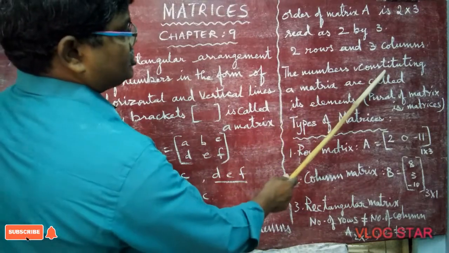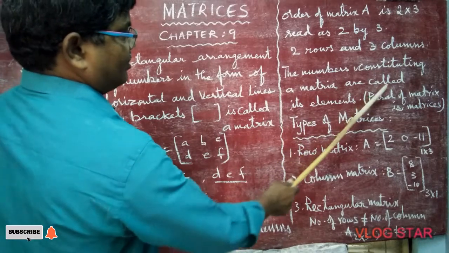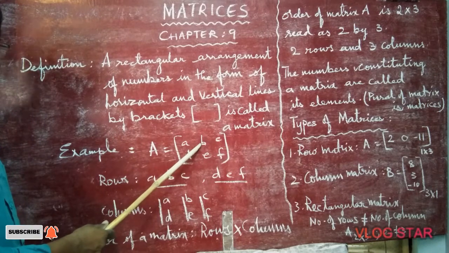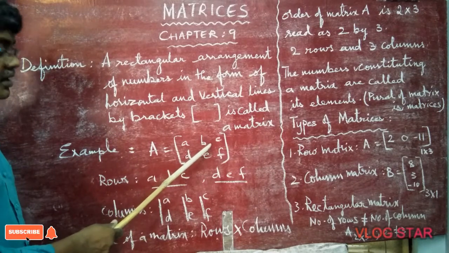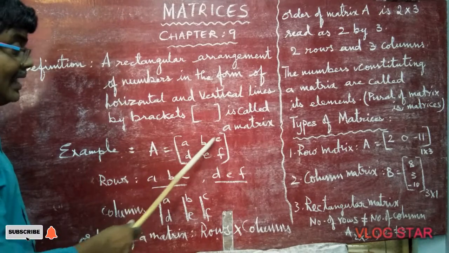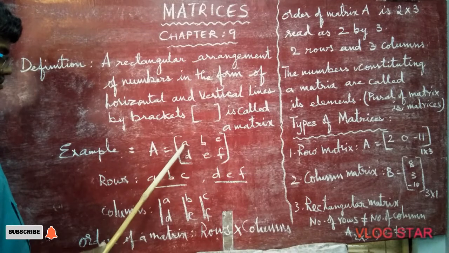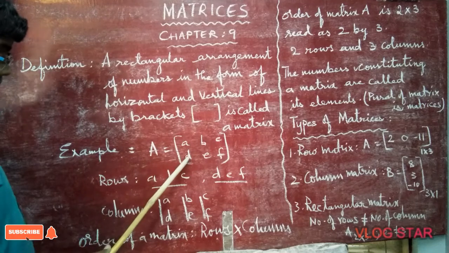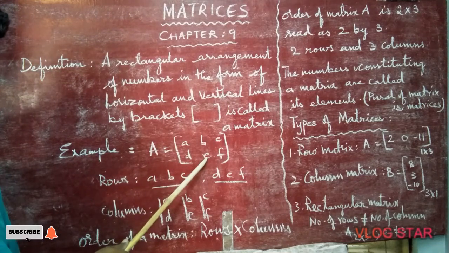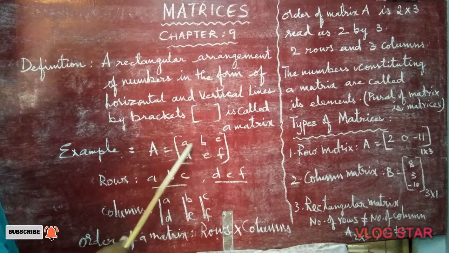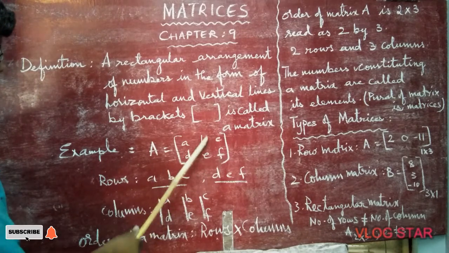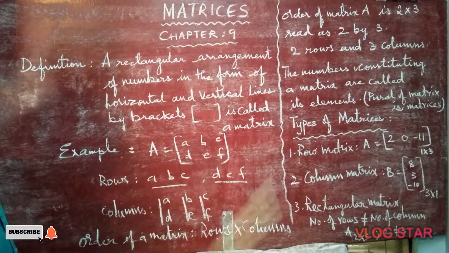The numbers constituting a matrix are called its elements. What is this? You will say B, I know. This is an element. How many elements are there? 6 elements are there. In first row, first element. In first row, second element. In first row, third element. In second row, first element. In second row, second element. You have to read first row, third; in second row, again third. These are the columns. So be careful.